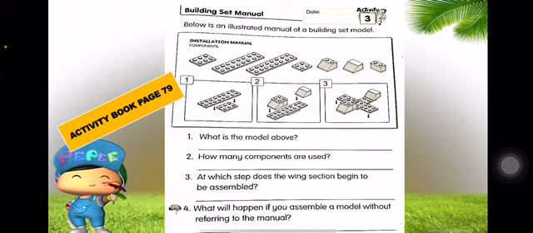Number 3, page 79, building set manual. This one is the building set manual. So answer the questions according to the picture. What is the model above? This one is what? How many components are used? This one is the components. So how many do you use? At which step does the wing section begin to be assembled? Which one has the wing? And number 4, what will happen if you assemble a model without referring to the manual? What will happen if you do not refer to the manual?